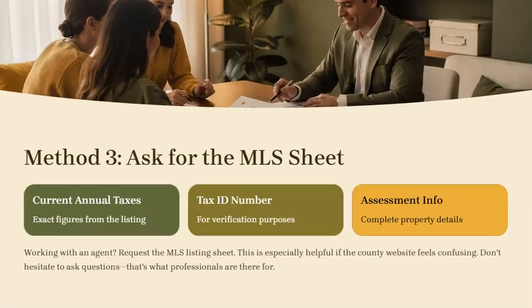Method 3. Ask for the MLS sheet. Current annual taxes, the exact figures from the listing, tax ID number for verification purposes, assessment information, complete property details. Working with an agent? Request the MLS listing sheet. This is especially helpful if the county website feels confusing. Don't hesitate to ask questions. That's what professionals are there for.